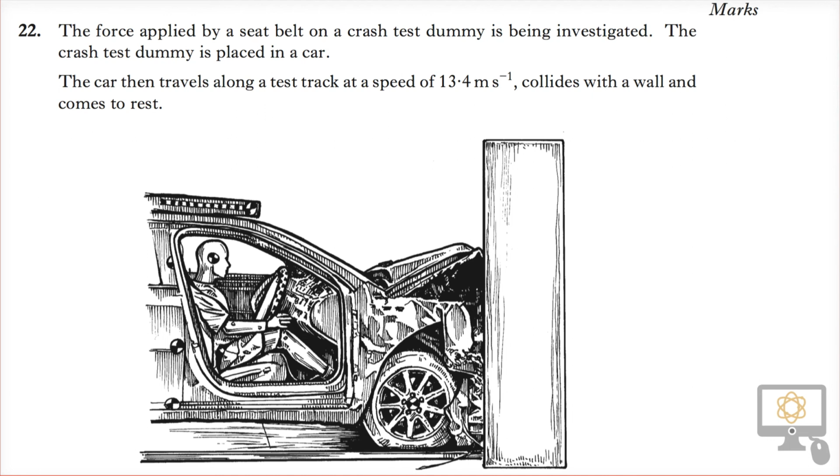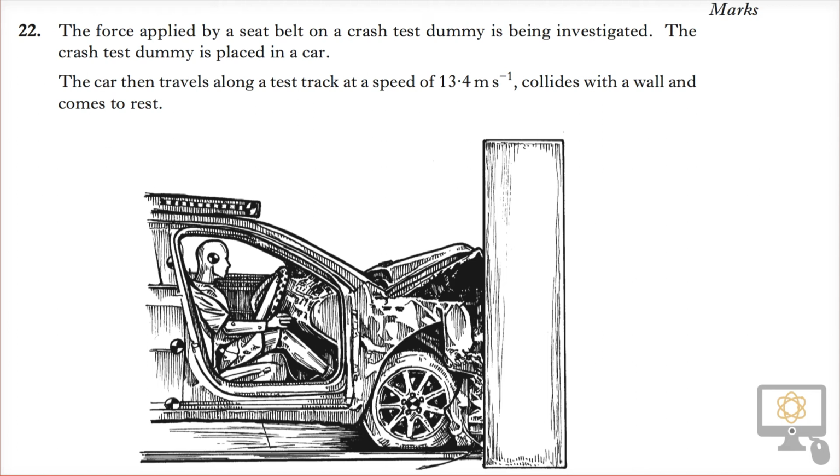Looking at question 22 from the 2013 revised higher physics paper, and this is 22a. It says the force applied by a seatbelt on a crash test dummy is being investigated. You can tell immediately that this is going to be a question on momentum and impulse. The crash test dummy is placed in a car.